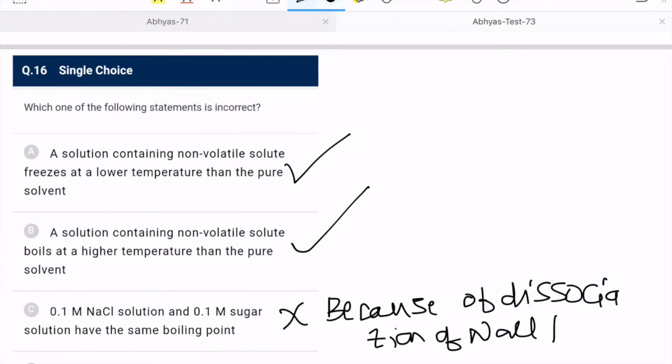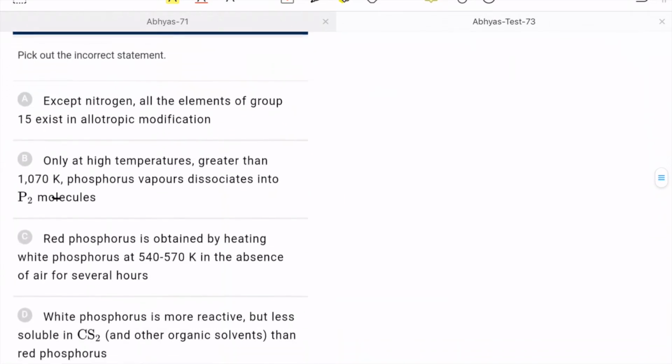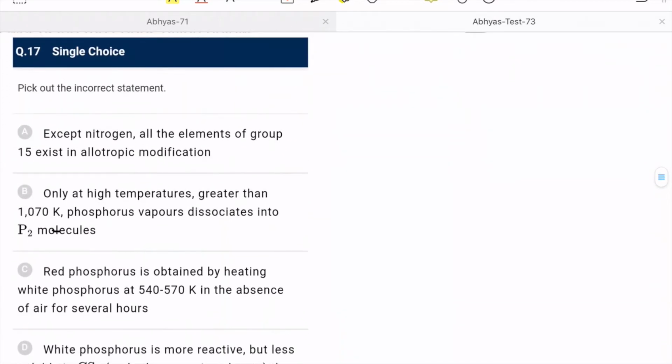NaCl will have the higher boiling point. So this is the wrong statement, we can tick it. Pick out the incorrect statement.